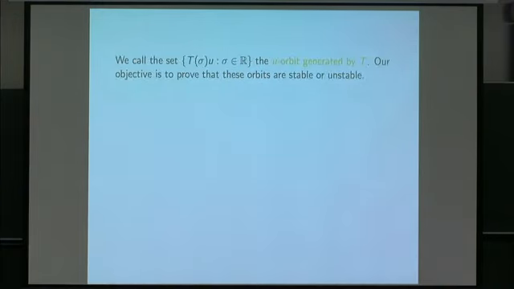And then what we're interested in is orbital stability. So what does that mean? I'll just introduce a little vocabulary. You take any function and you look at the translates of it with respect to the symmetry, and we call that the orbit generated by it. And our objective is to prove that these are stable or unstable.